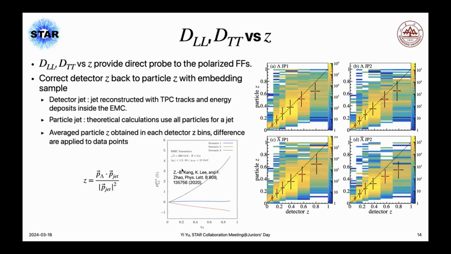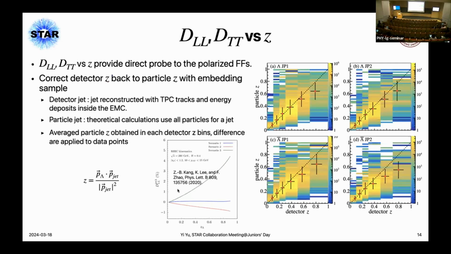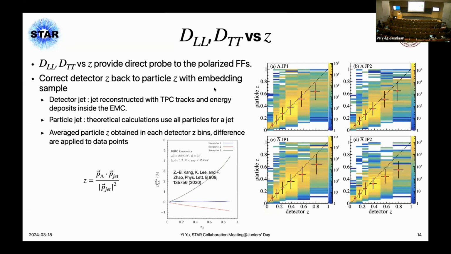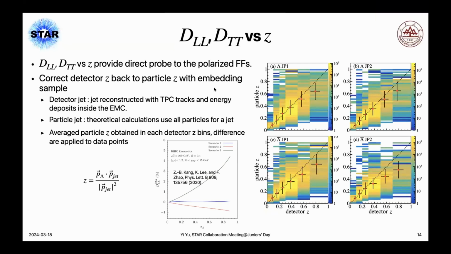According to the theoretical studies, as I mentioned before, DLL and DTT as a function of the jet momentum fraction Z carried by the hyperon can provide direct probes of the polarized fragmentation functions. So with this data set, we perform the first measurement of DLL and DTT versus Z. In this measurement, we need to apply a correction to Z, from the detector Z to the particle Z, using the embedding samples.